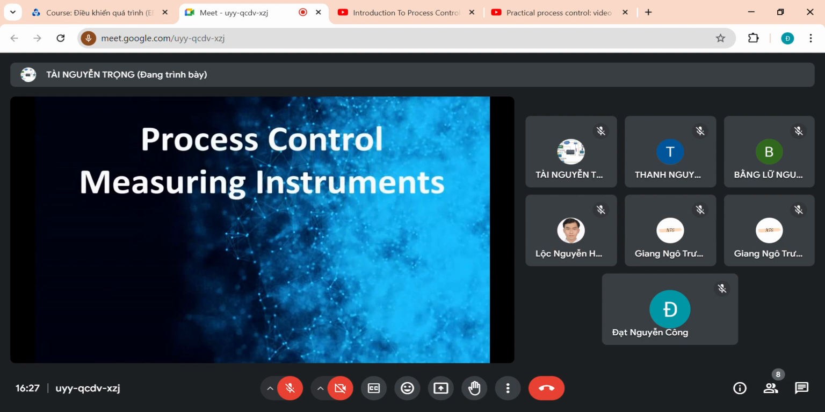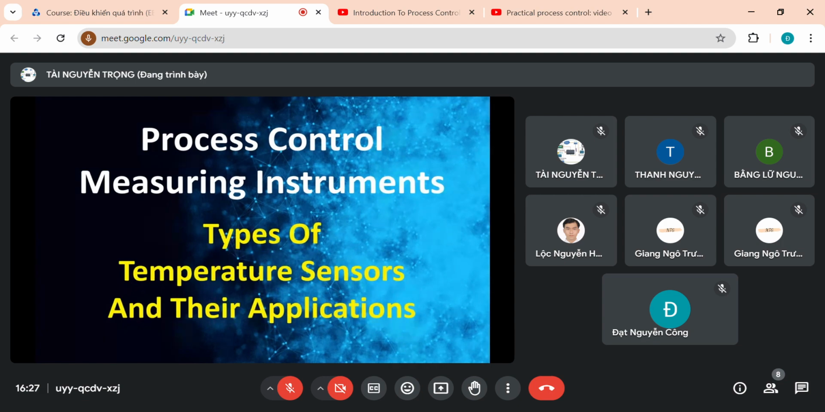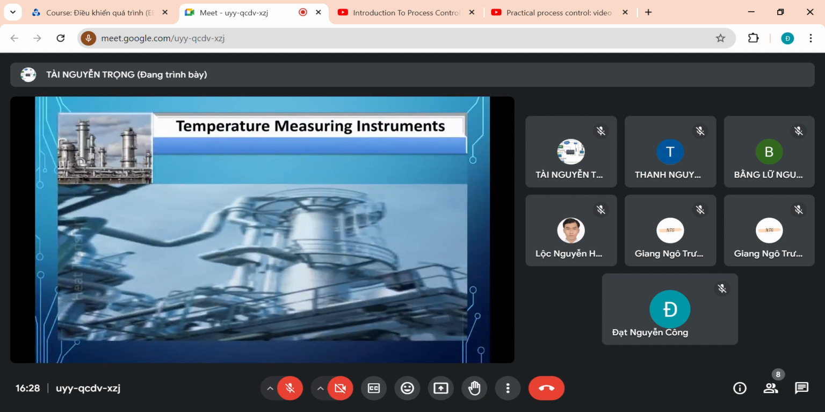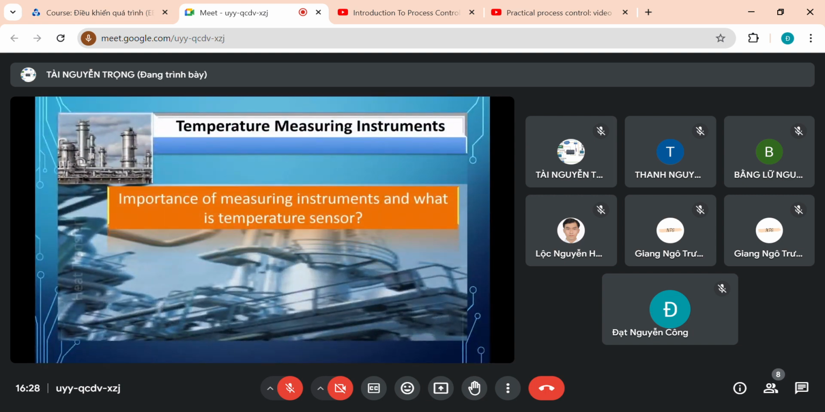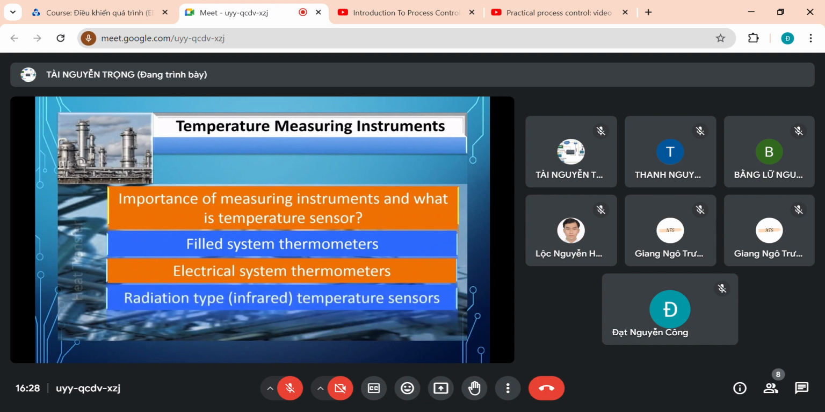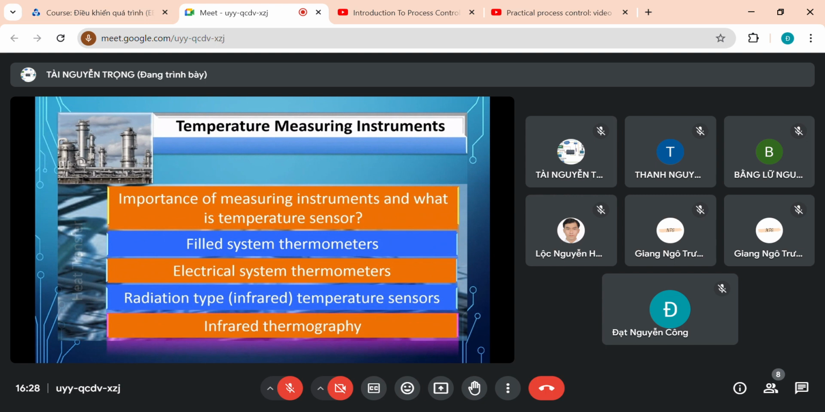Process control measuring instruments, types of temperature sensors and their applications. In this video course, you will learn the importance of measuring instruments and what is temperature sensor, filled system thermometers, electrical system thermometers, radiation type or infrared temperature sensors, infrared thermography.